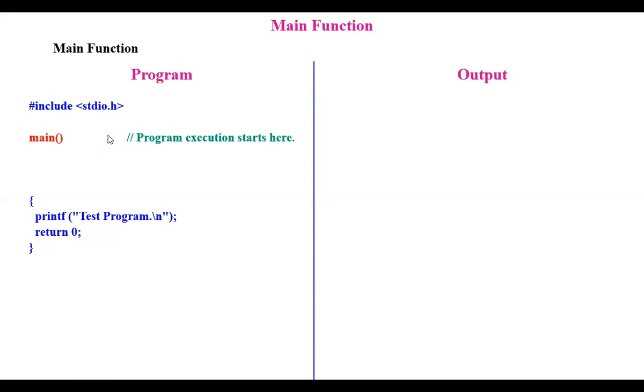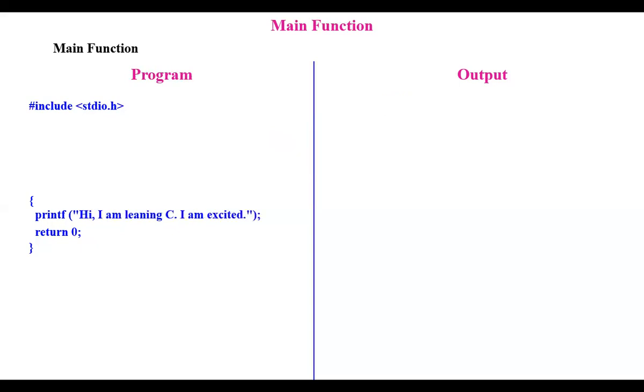For the time being, the actual program execution starts from this main, and main is the name of that particular function. It takes no arguments, arguments in the sense of some values. You need not write anything inside. You can just put main and opening and closing brackets. That's enough. If you execute this program, you get the test program. That is the output. So these are regarding the comments as well as the main function.